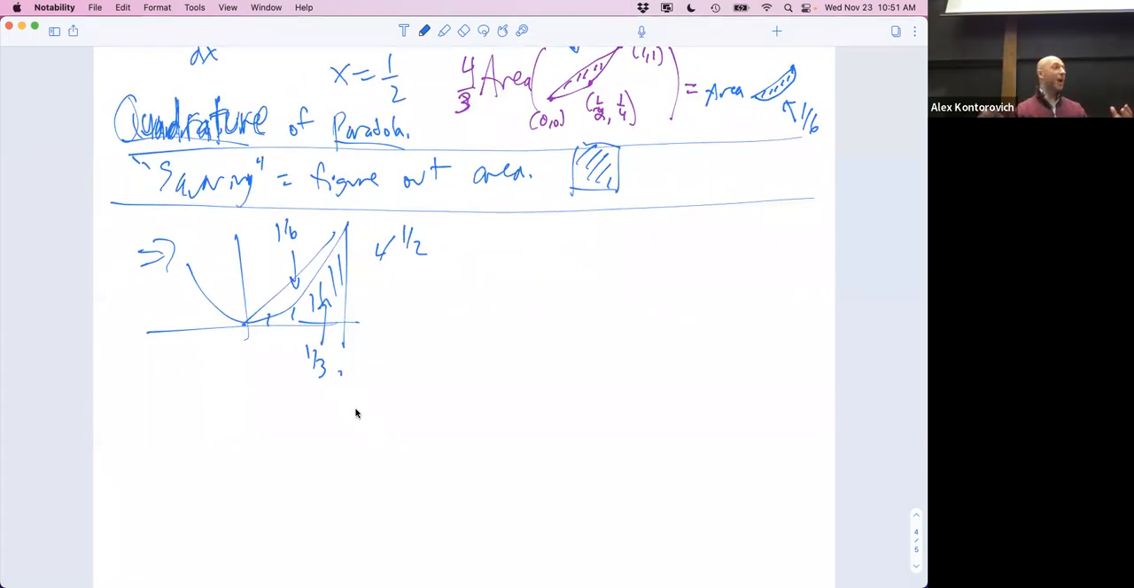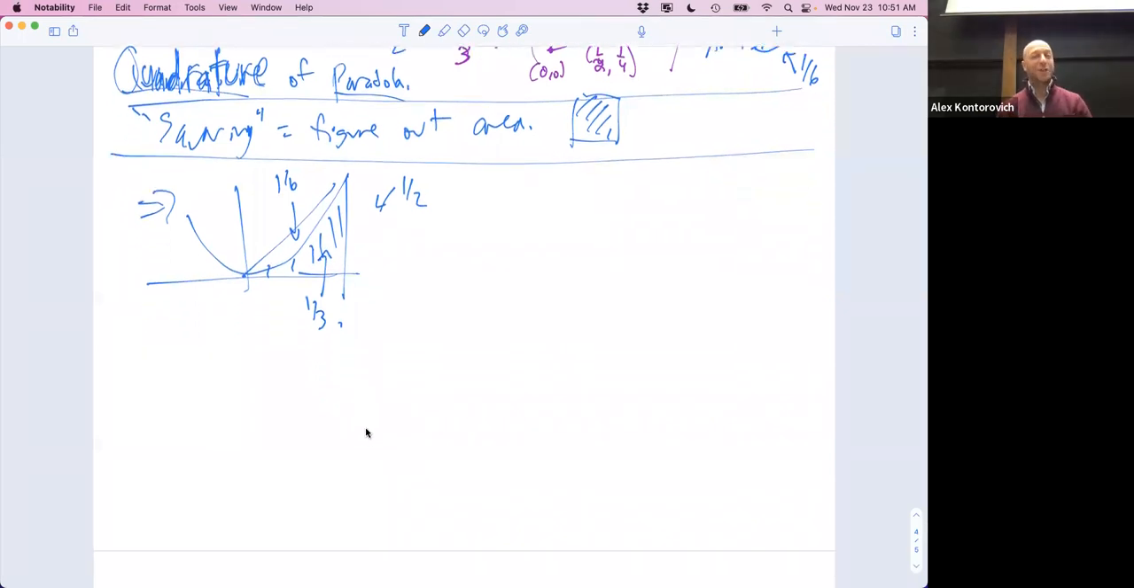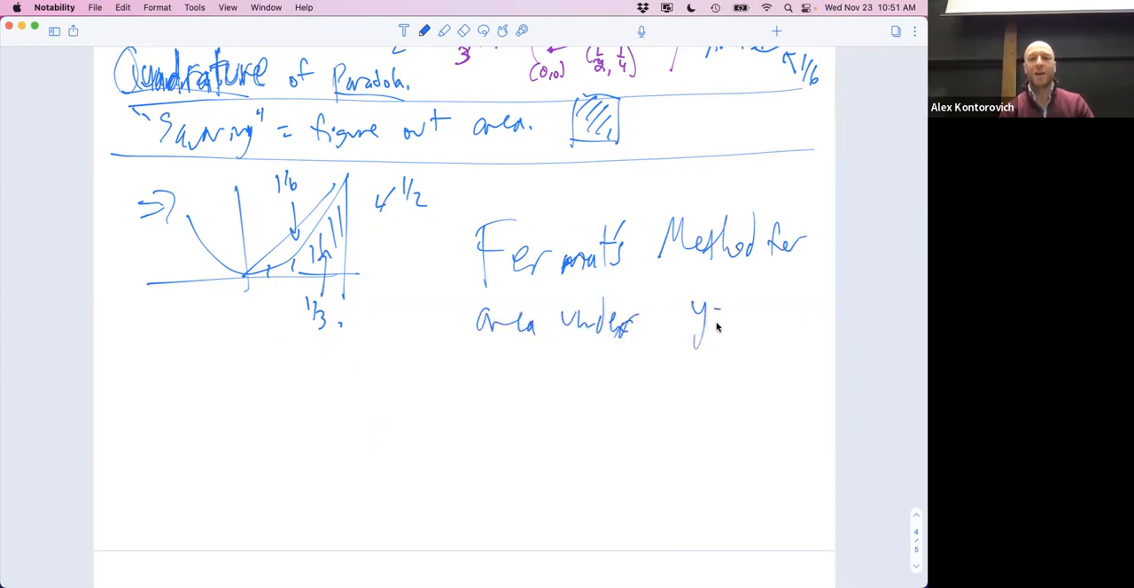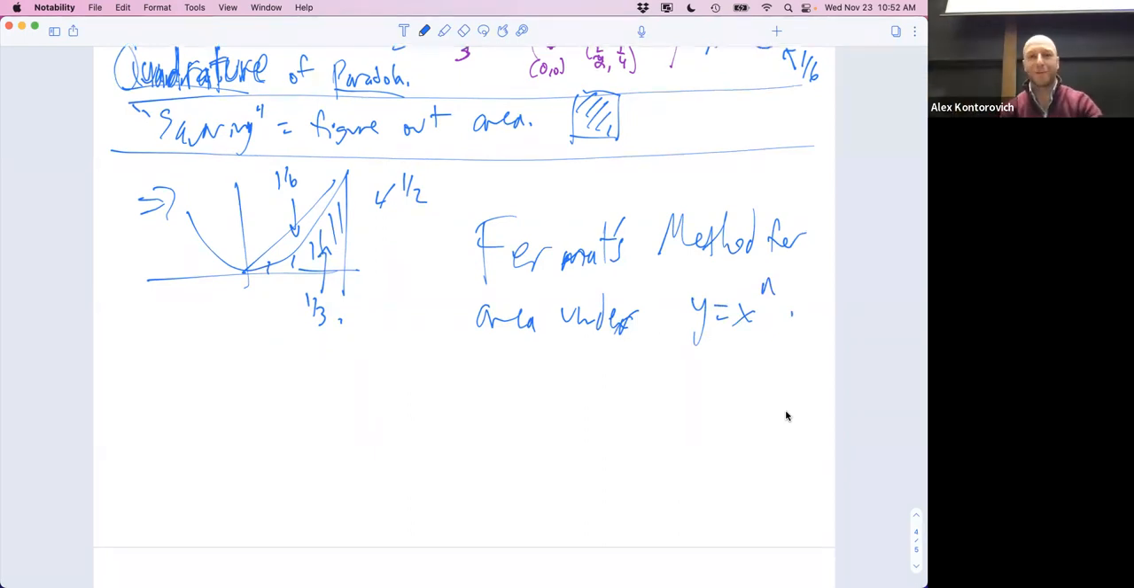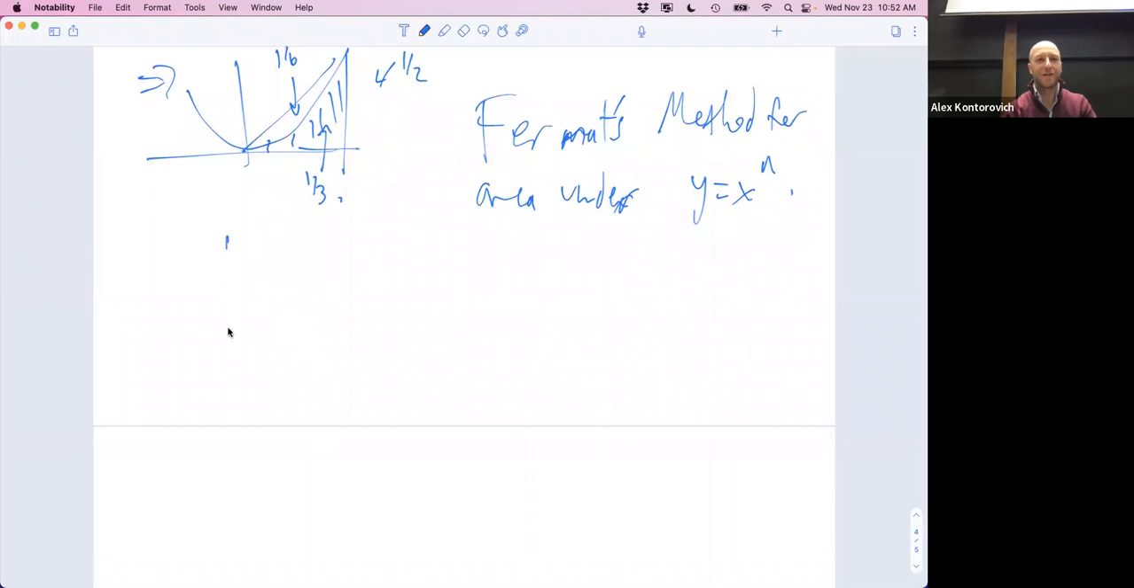In fact, he could do any power. He gave a very powerful method, which is not a method that works for general functions. But here's Fermat's method for area under something like y equals x to the n. Let's do x to the, give me a nice small number, 4, 5. What do you like? 4. Let's just do 4. 5. Okay, let's do x to the 5.